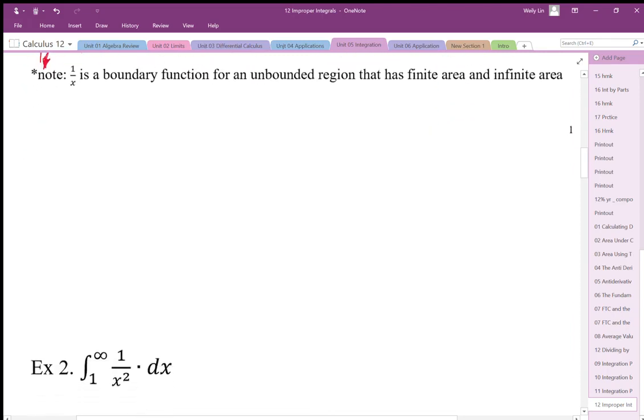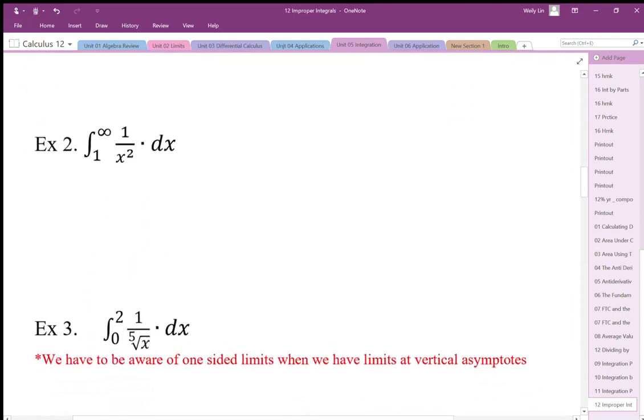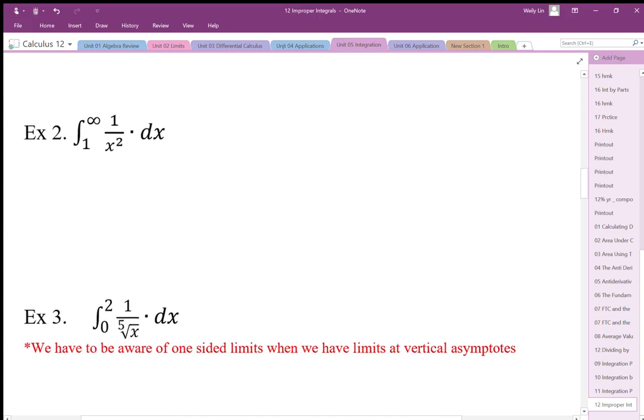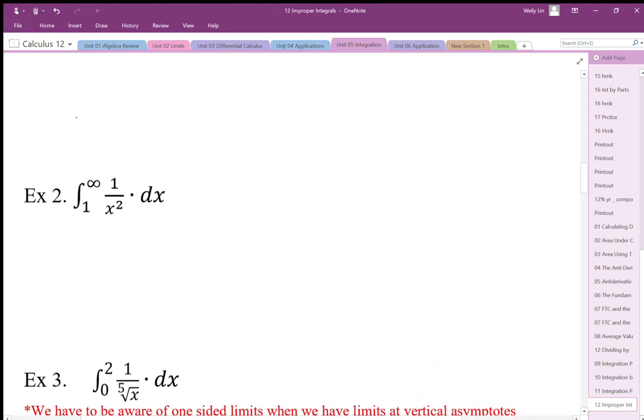So let's just practice using this notation and make sure that we are able to apply it properly and resolve these as well. So we're going from 1 to infinity. I'm just going to sketch this graph. It's a 1 over x squared function, and we're going to start at 1 and look at this area all the way out to infinity.